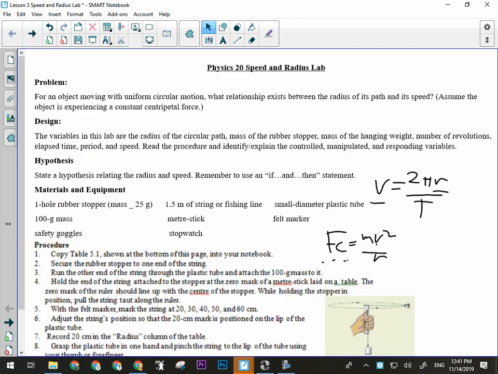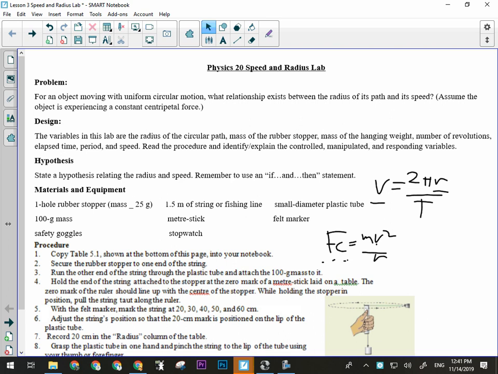All right, so we've talked about the design already. In terms of our hypothesis, we want an if, and, then statement talking about the relationship between radius and speed. That should be your if part. The and part will describe the experiment, and the then part, tell me what's going to happen as radius increases. So then as radius increases, speed will blah, blah, blah. Okay, everybody clear on the hypothesis?